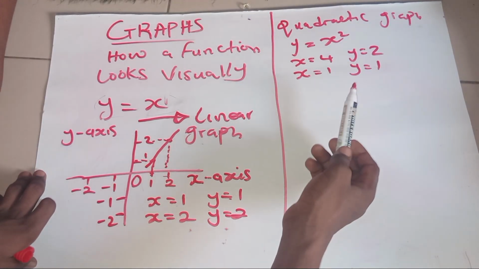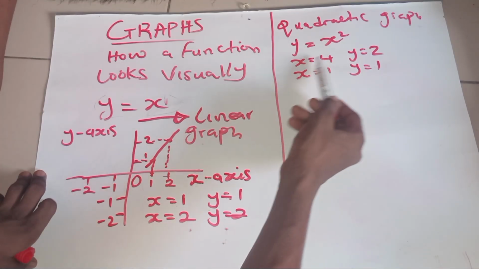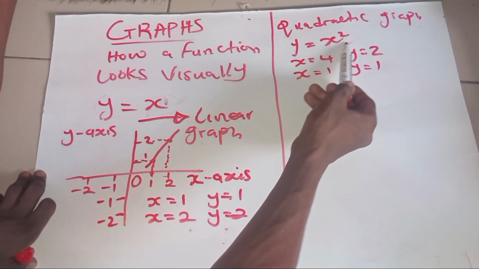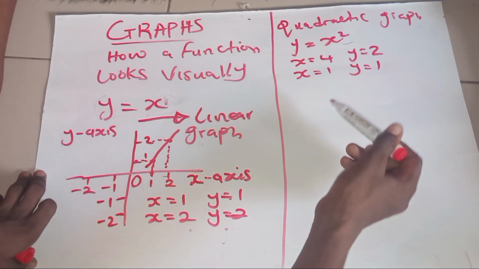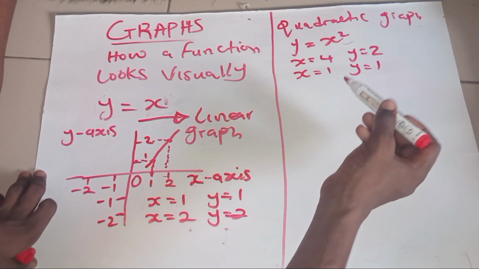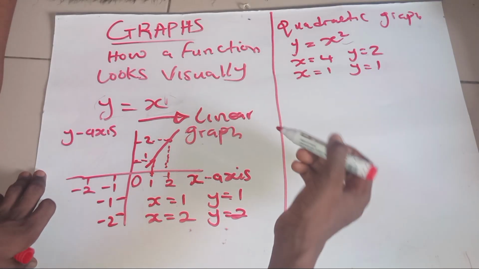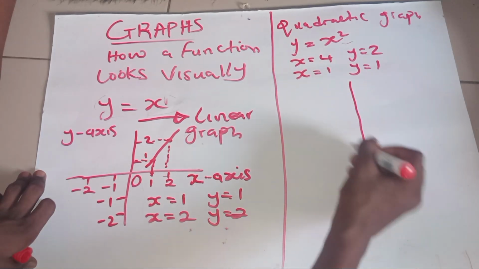Now, if you look at what I have here, the relationship here is that y is x squared. So 2 squared is going to give me what is actually here. You understand me? So now, this is talking about a quadratic graph. So let's try to plot out this graph and see how it looks.